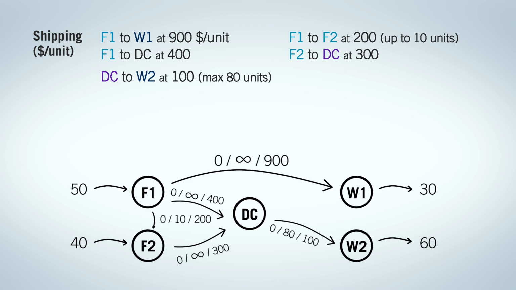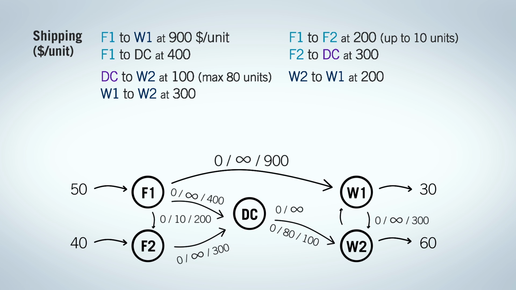In addition, units can be shipped from W1 to W2 at $300 per unit. So 0, infinity, 300. And from W2 to W1, they can be shipped at 0, infinity, 200. How should the goods be shipped to minimize transportation costs? So we have to record somewhere that this is a minimization problem. We have to remember that.